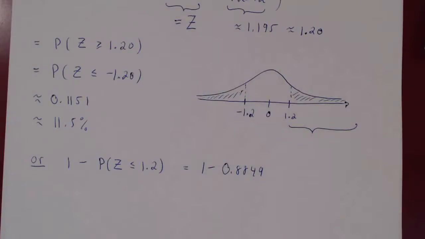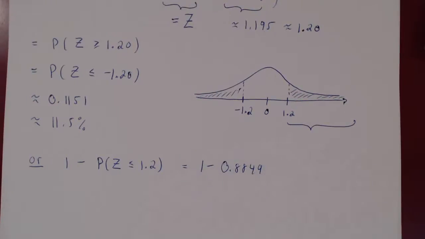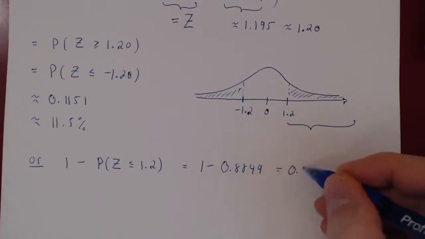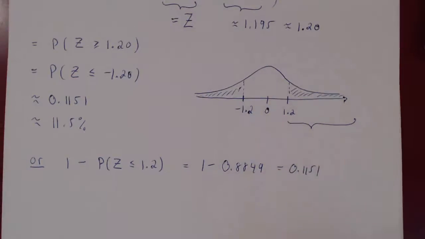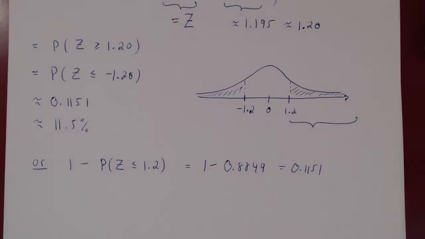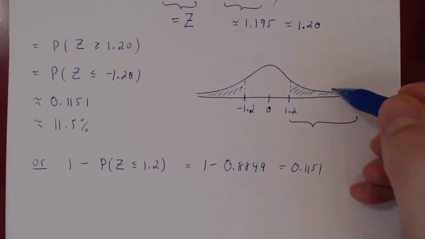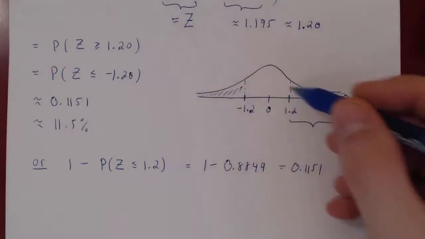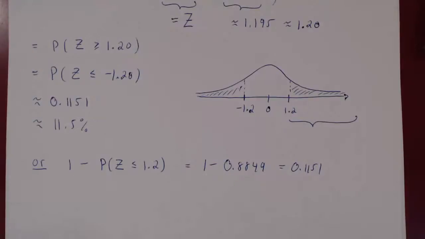And if you subtract this number from 1, you get, as before, 0.1151. So you can always use whichever method you want. You can use the symmetry or the complement rule, and both are very natural if you look at the picture of the normal distribution. So this is our first application of the central limit theorem.